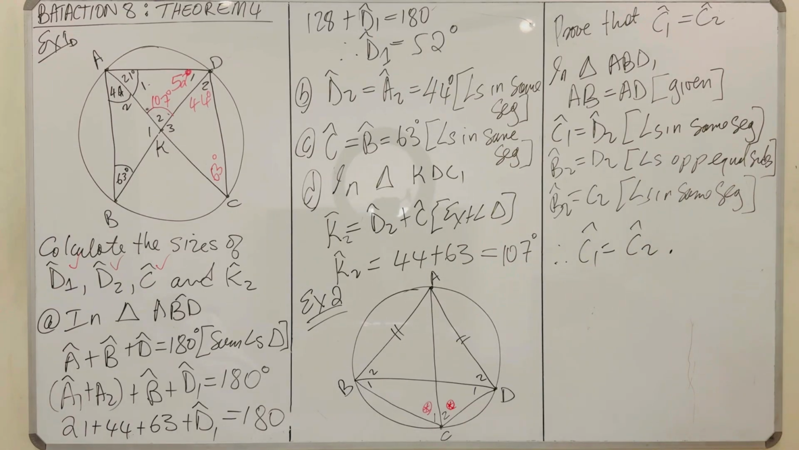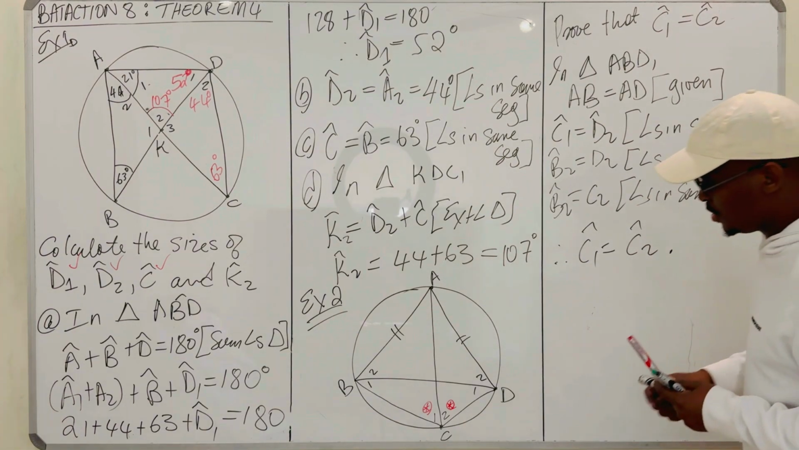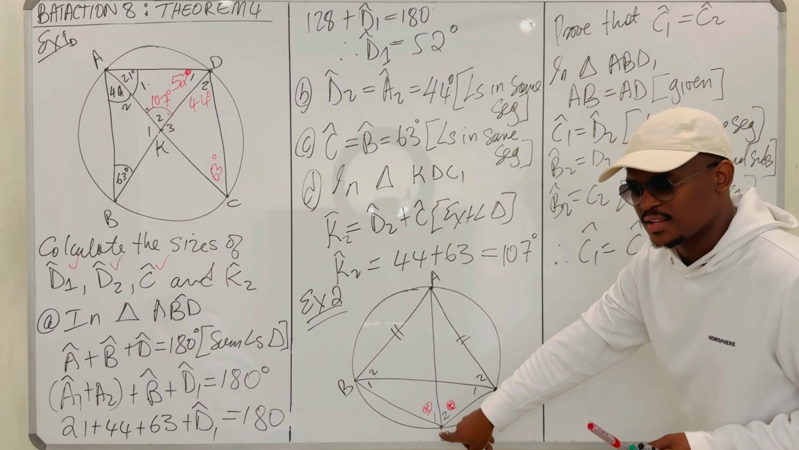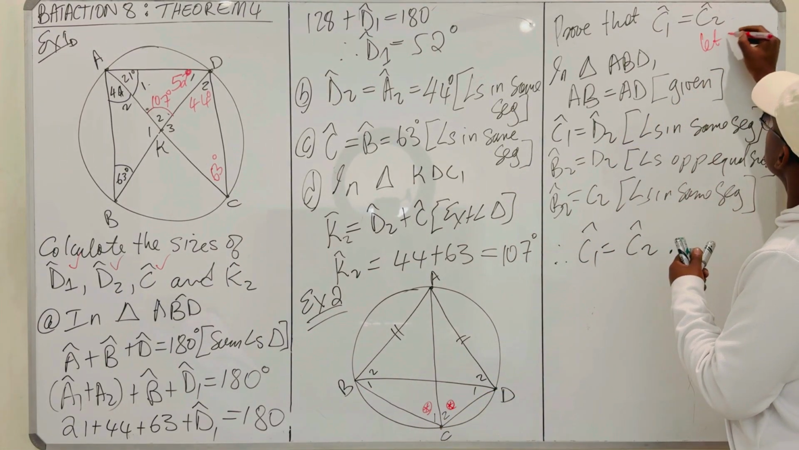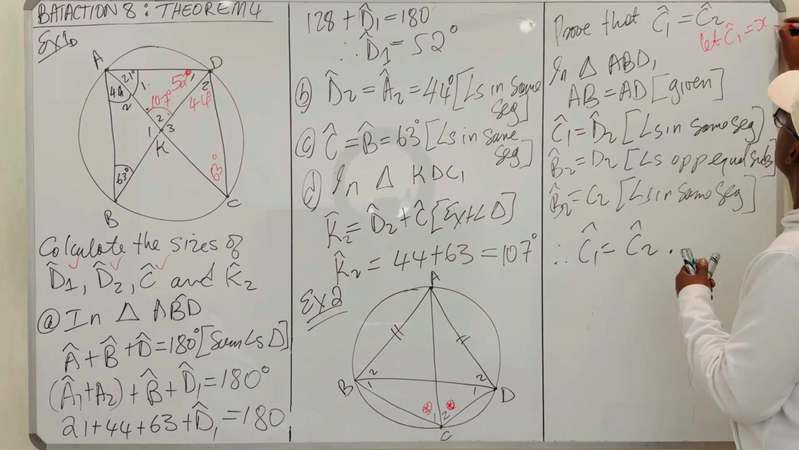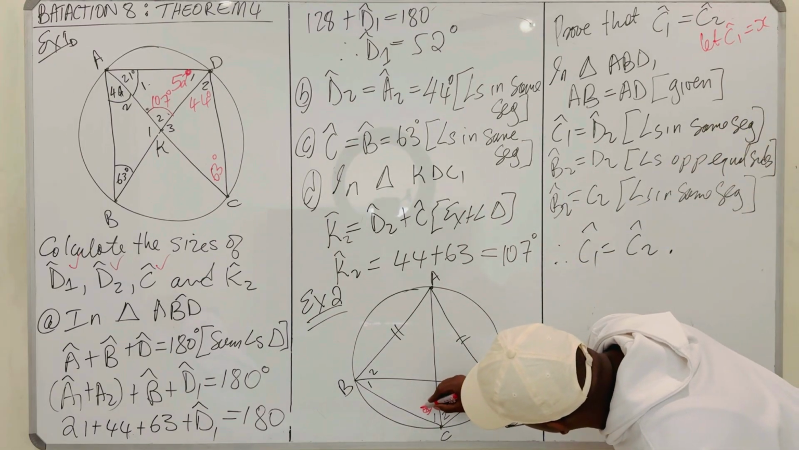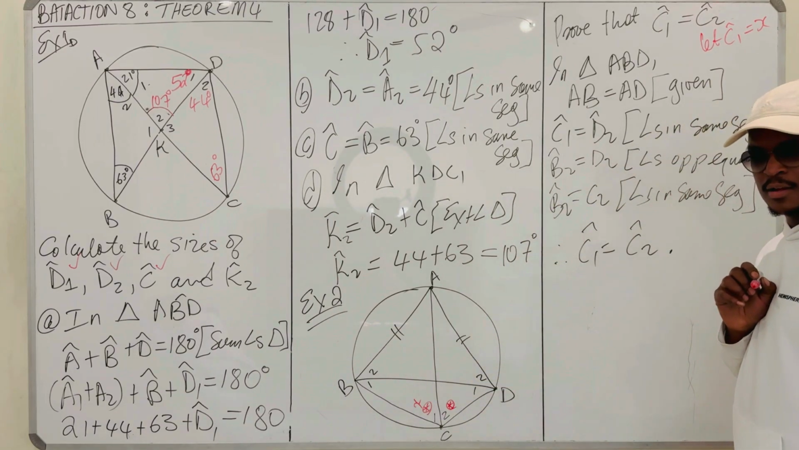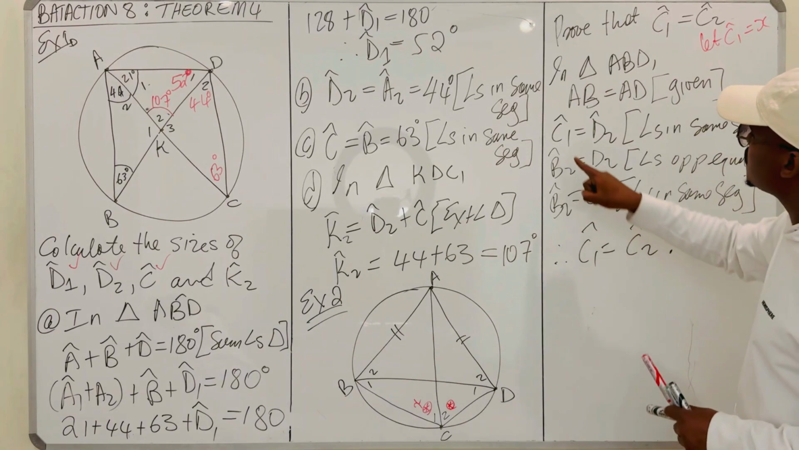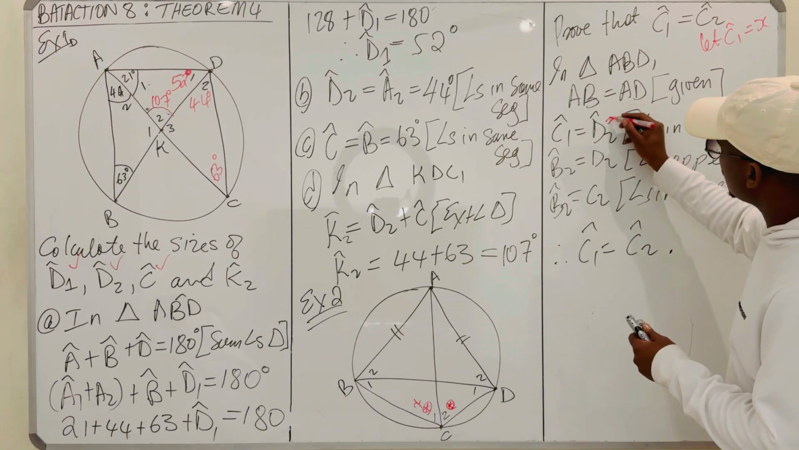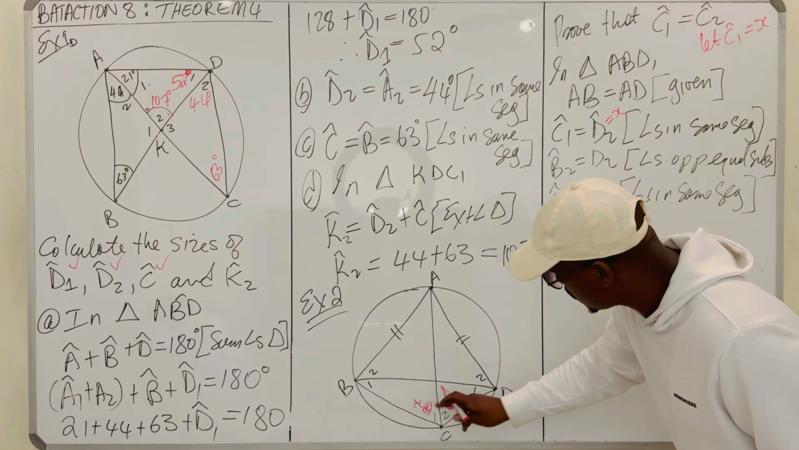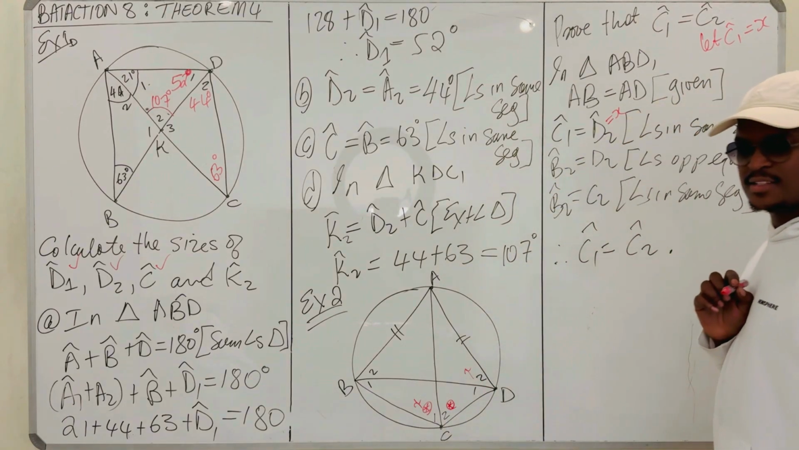So what I'm saying is, when you start with one of the angles, let's say you start with C1, let C1 be X, which is what you have here. And then you said C1 is equal to D2, and they will both be equal to what? Yes, X. So C1 equal to D2 should be equal to X.